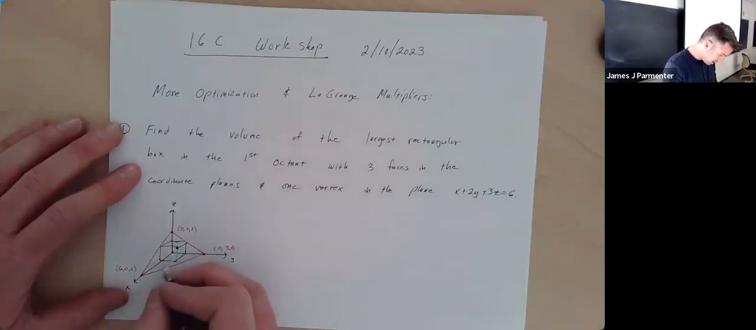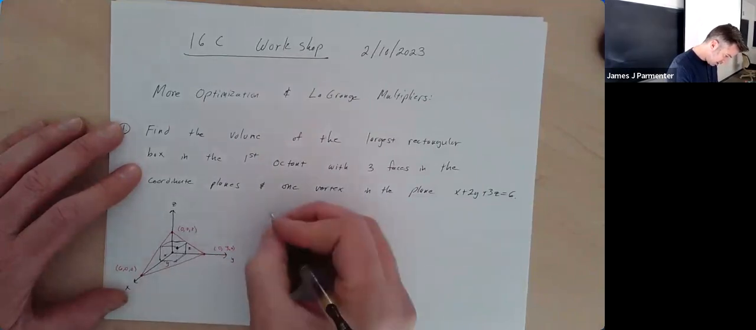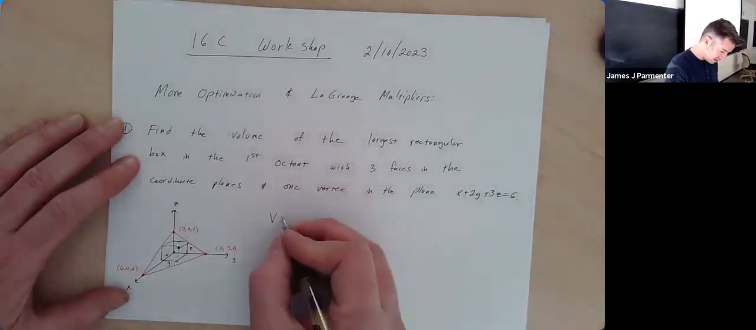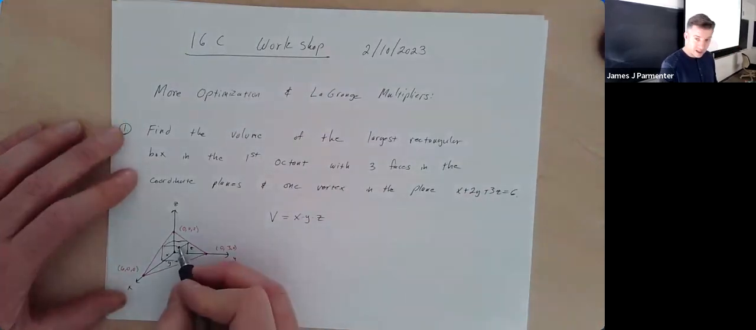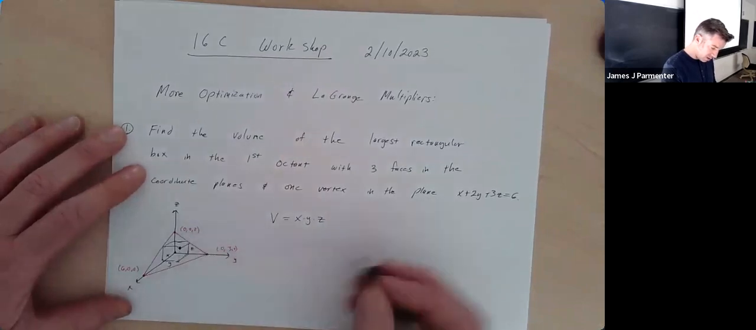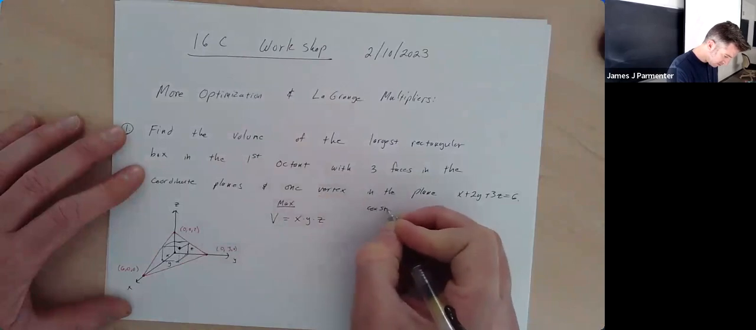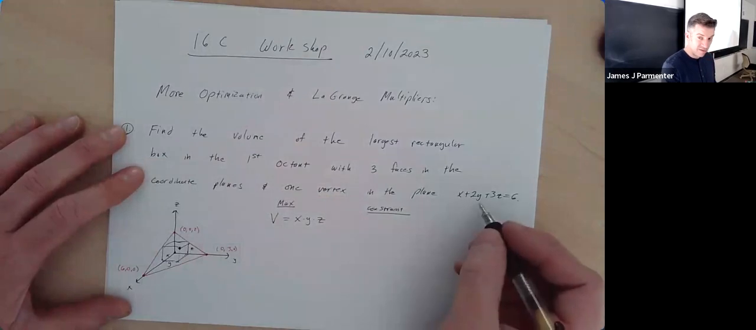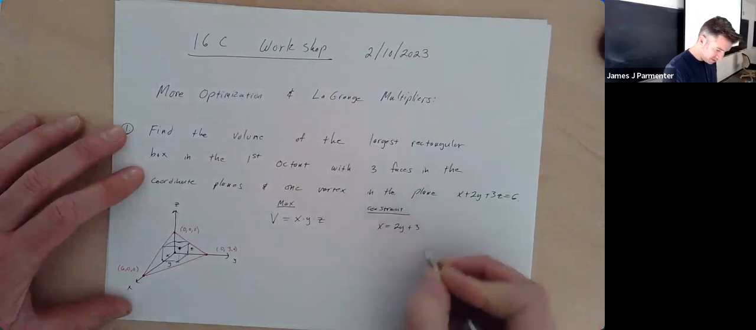So let's label the dimensions of the box. This side is x, this side is y, this side is z. And the volume, which we're trying to maximize because we want the largest box, is x times y times z. But this point is on this plane, so our constraint is that x plus 2y plus 3z equals 6.